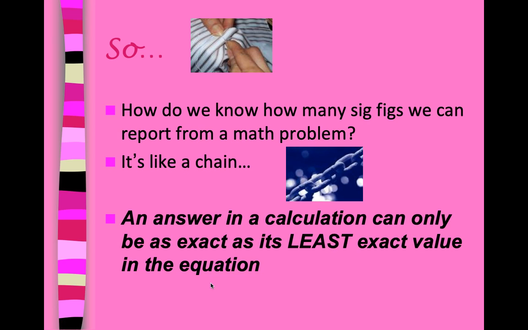So nothing changes about how we do the math. What we're talking about is get a math answer and now turn it into the science answer because we have to be picky about what we write down. This is the big rule. An answer in a calculation can only be as exact as its least exact value. You can't suddenly have more sig figs in your answer than the least sig figs you started with.